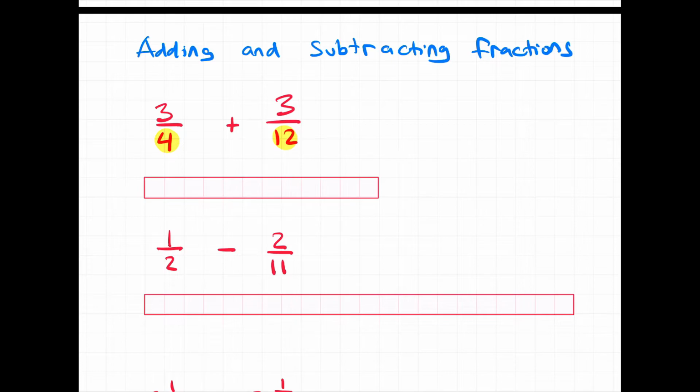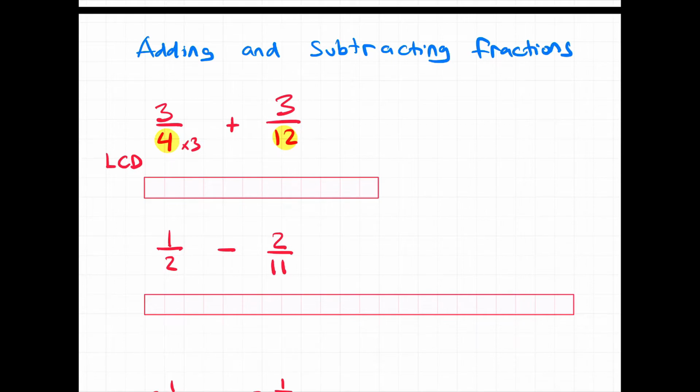In this case, 4 and 12 are not the same. So we're looking for what we call the lowest common denominator, the LCD. So if I multiply 4 by 3, I will get 12. And then that will be equivalent to the denominator on the other fraction.